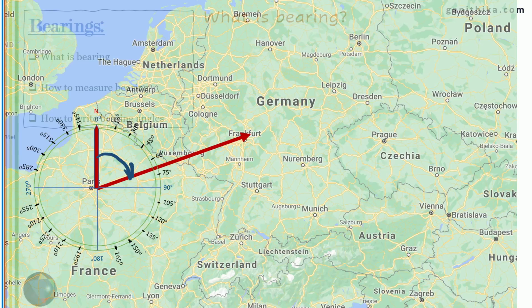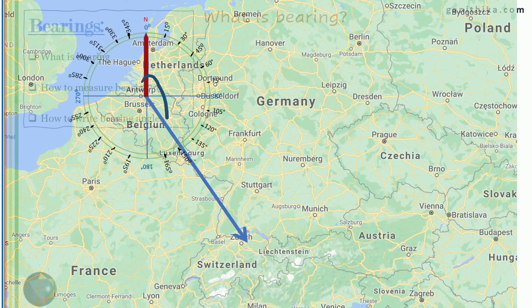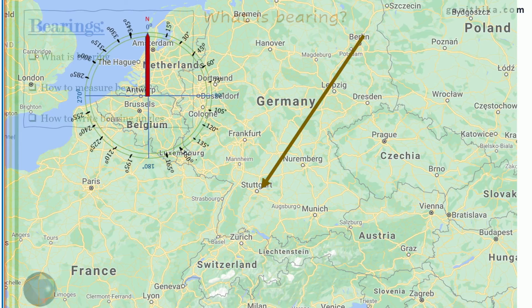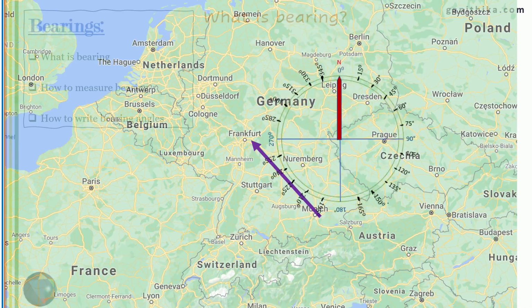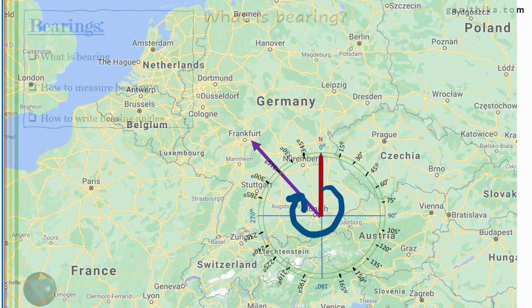So for example, this angle is the bearing from Paris to Frankfurt. And if you want to find the bearing from Antwerp to Zurich, this is the bearing, and I'll show you how to find the values as such, but I'm just giving you what is a bearing. This is a bearing from Berlin to Stuttgart and so on. Munich to Frankfurt, you will have to measure this angle. This angle will give you the bearing from Munich to Frankfurt. So bearing actually gives you the direction from one point to another point, and it is mostly used in navigation.